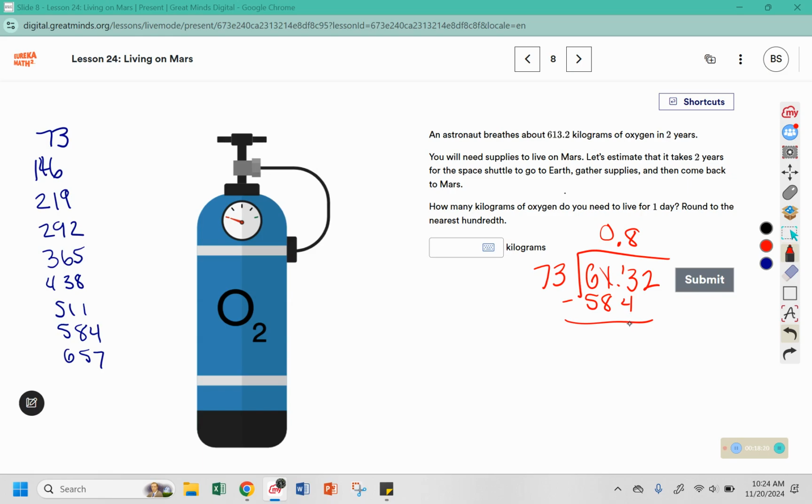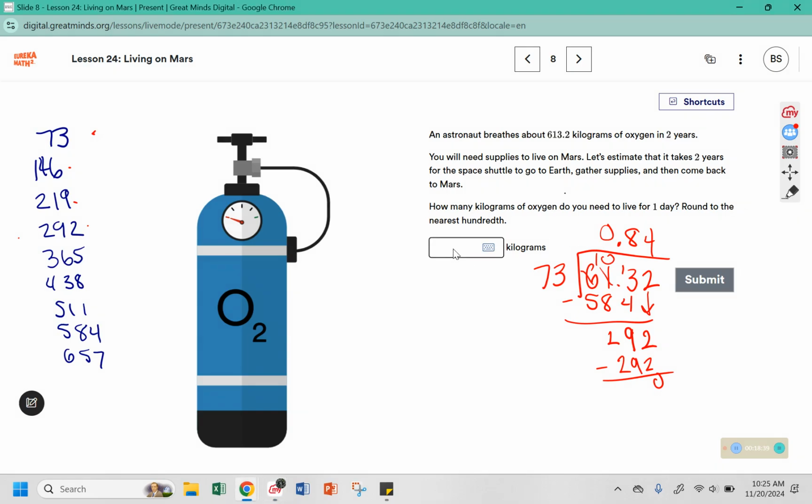13 minus 4 is 9. 10 minus 8 is 2. Bring down the 2. Fits into 292. 1, 2, 3, 4 times exactly. So then we will type that in there. 0.84. It does say to round to the hundreds, and we're already in the hundreds. And we got the check mark, so we're good to go.